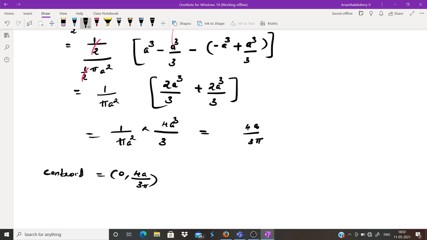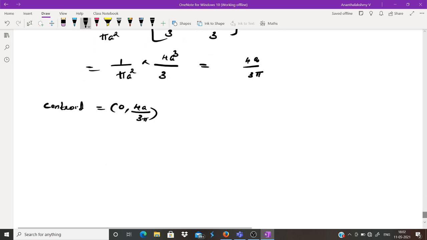Okay. Next, another problem, slightly different from this problem. The regions are of other types, that is, area between curves. You know how to find the area between two curves. In this problem we will be dealing with finding the centroid of the area between curves. So, question: find the centroid of the region R.